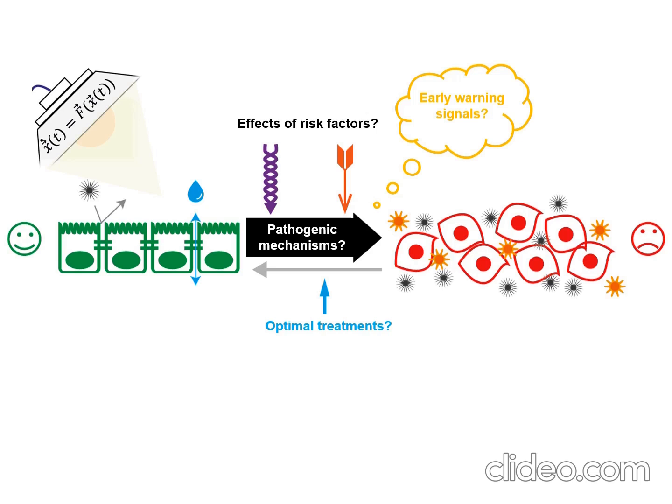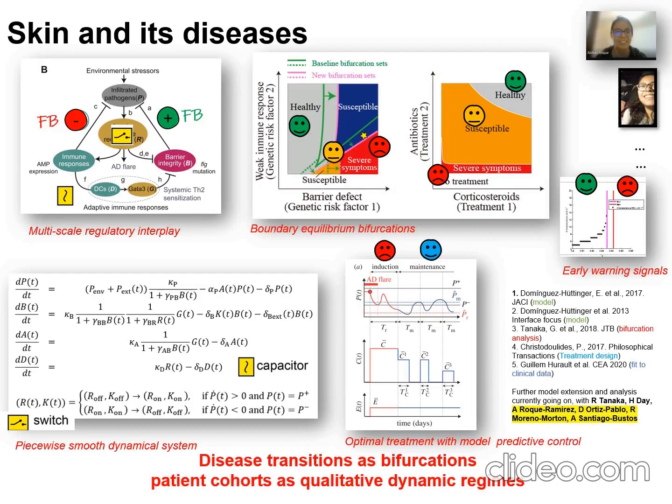So we really want to shine light on these health to disease transitions with mathematical models, again, by assessing pathogenic mechanisms, by assessing effects of risk factors, by looking for early warning signals, and by looking for optimal treatments. And for that, I will start with a first example, so skin and its diseases.